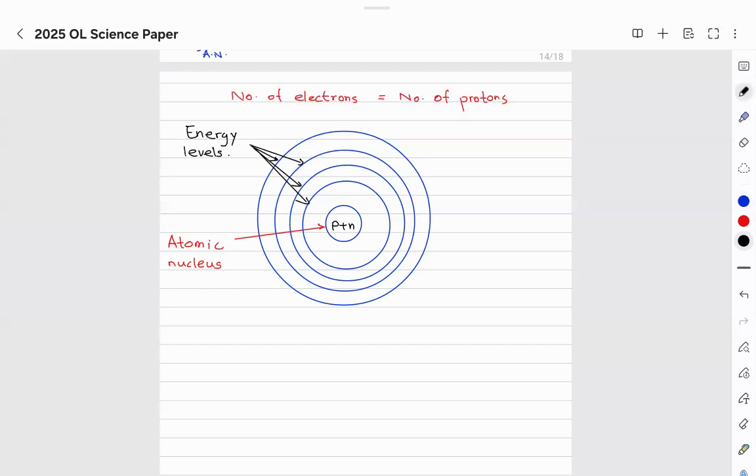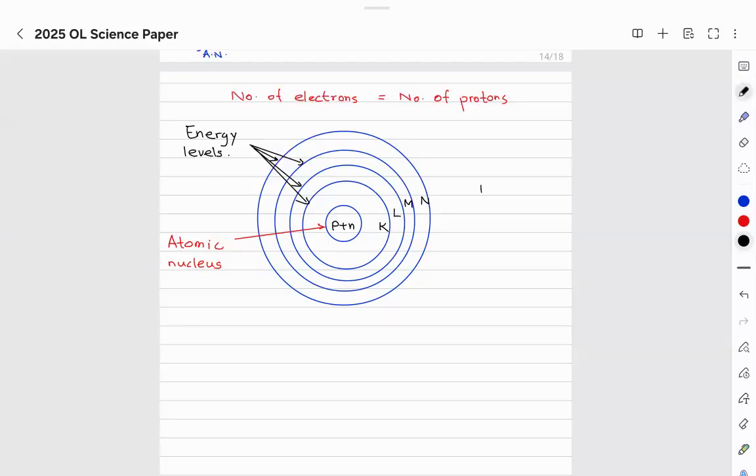When you consider the structure of an atom, at the center, we can see the atomic nucleus. Atomic nucleus is neutral, and that is the place where protons and neutrons are located, gathered together. And electrons are located around the atomic nucleus in certain parts. They are known as energy levels. Electrons are located in energy levels, and these energy levels are named K, L, M, N.